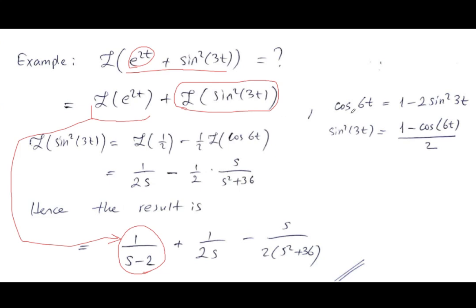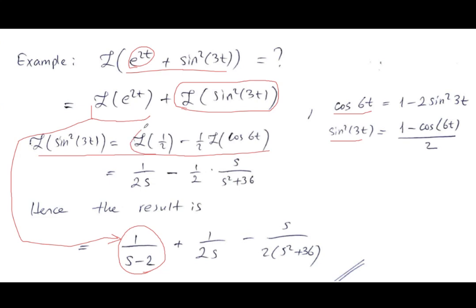And basically, from trigonometry, we know that cosine 6t can be written as 1 minus 2 times sine squared 3t. And you can write down sine squared 3t now as (1 minus cosine 6t) divided by 2. So as you see, you can write this equation based on this trigonometric identity.